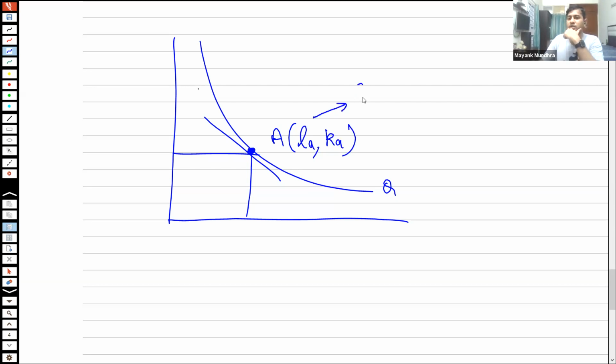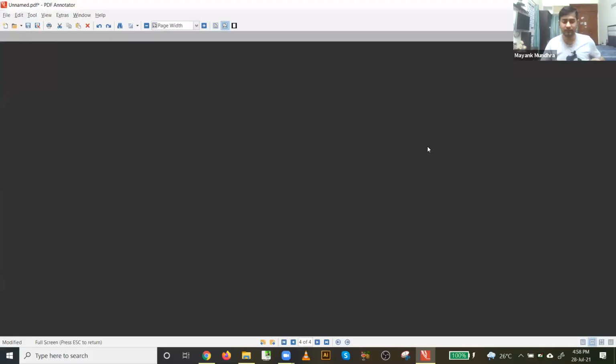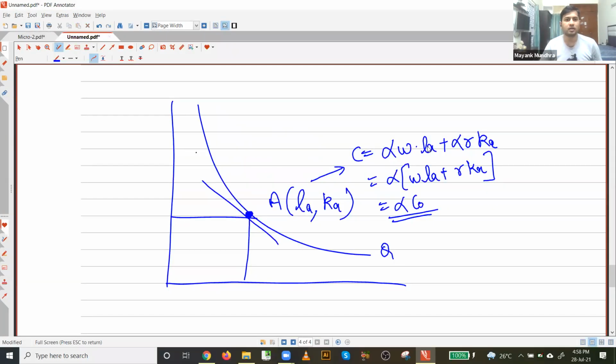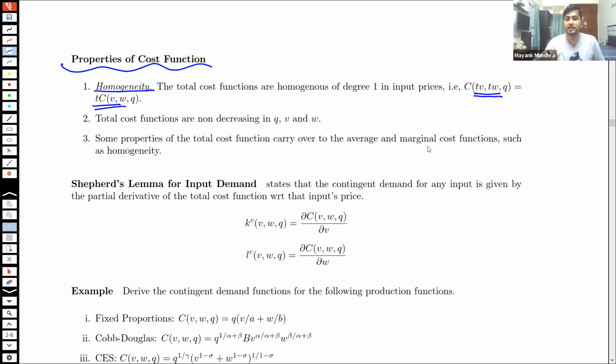It's just that the total cost now is going to be alpha W times LA plus alpha R times KA, which is going to be alpha times (W LA plus R KA). Right, so it becomes alpha times initial cost C naught. So if all prices go alpha times, then your total cost will also go alpha times. Your bundle will not change, the amount of capital and labor. It's just that the same bundle now becomes costly.